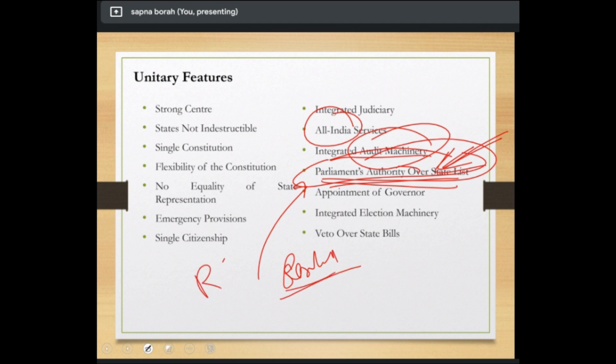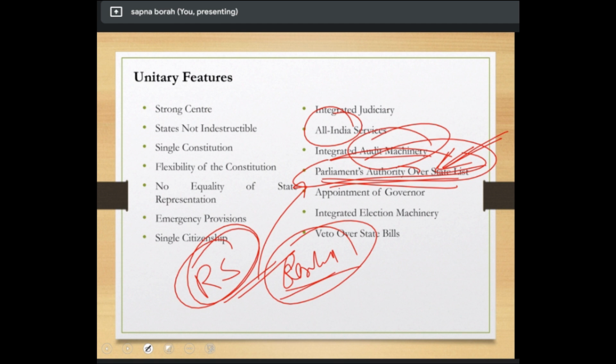it is the Rajya Sabha, not the Lok Sabha. Please remember this is a key point. Parliament has authority, but that resolution has to be passed by the Rajya Sabha. If it passes a resolution, then Parliament can make law on the state list, but only for a very limited amount of time. This is not permanent. Appointment of governor: we know the governor is appointed by the president.